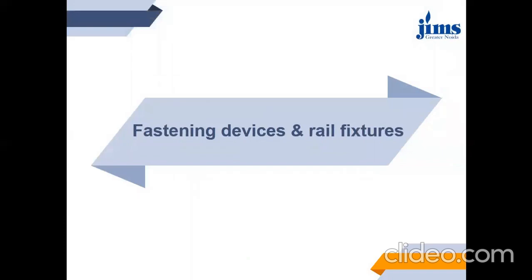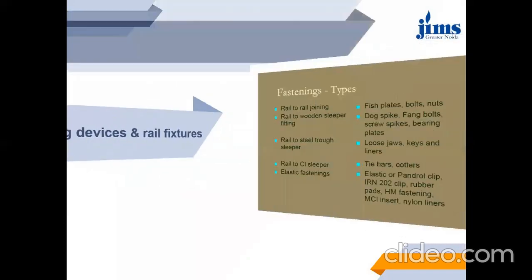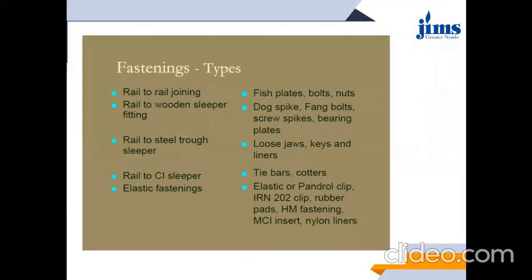First of all, let's have a look at fastening devices and rail fixtures. Now there are various kinds of fastening devices available. These fastening devices are either used to join rail to rail, or to fasten a rail to a wooden sleeper or some other kind of sleeper. Basically, the sole purpose of fastening devices is to attach one component of P-way to another component of P-way. So the very first fastening type we have is rail to rail joining.